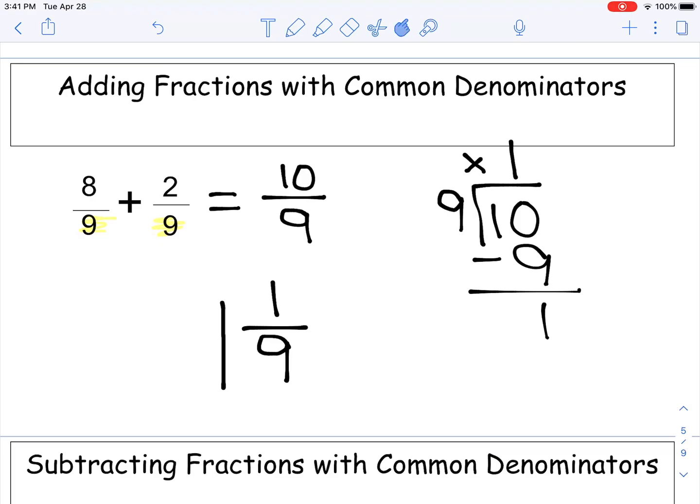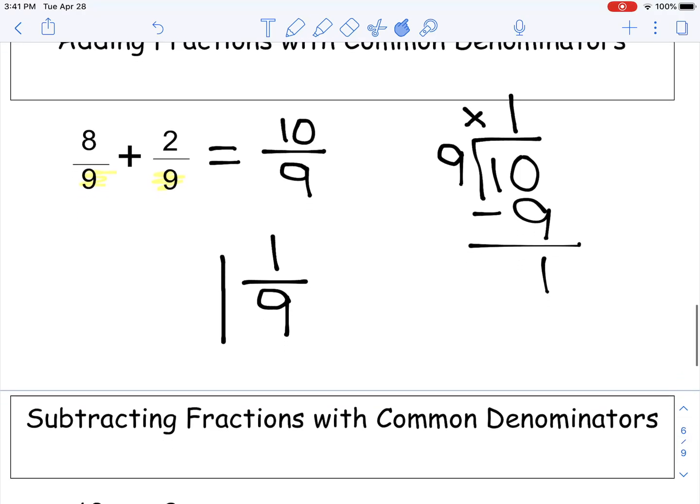Okay, I need to make sure you are good to go with this because when you go to 5th grade next year, it's going to get a little more complicated because you're going to have fractions with unlike denominators and there's more steps involved. So we need to make sure we have this under our belts.